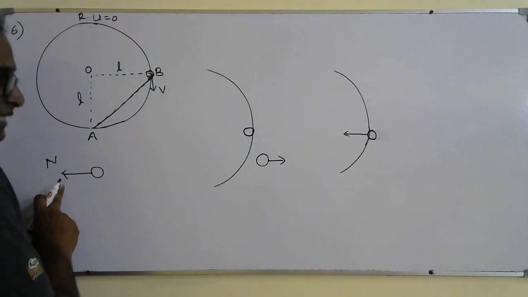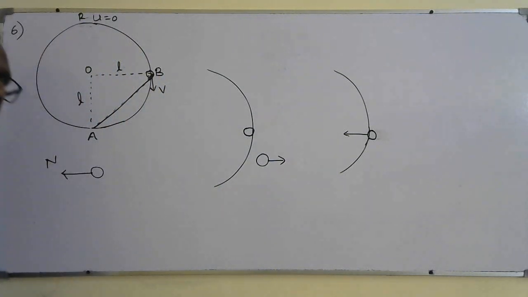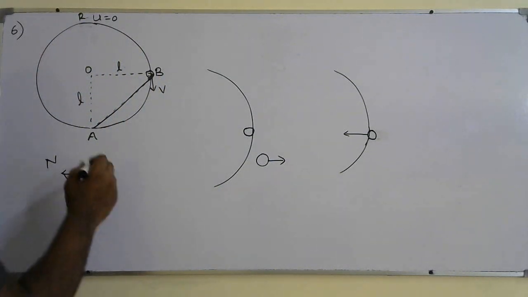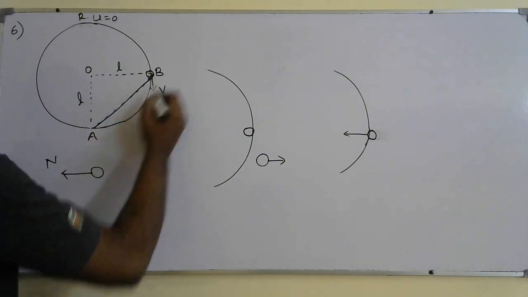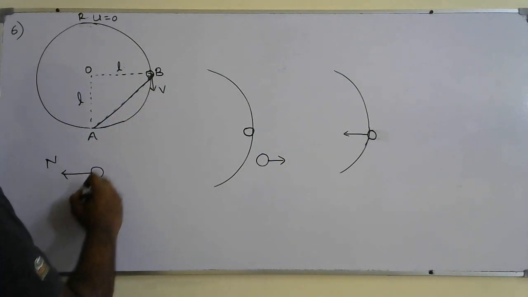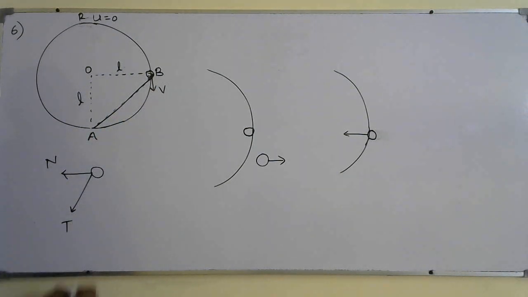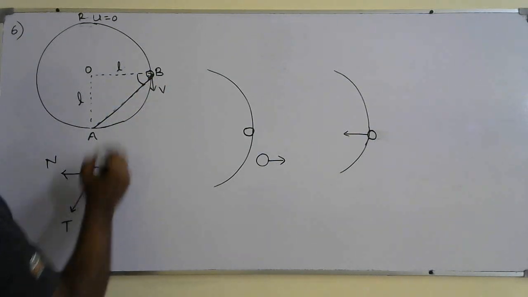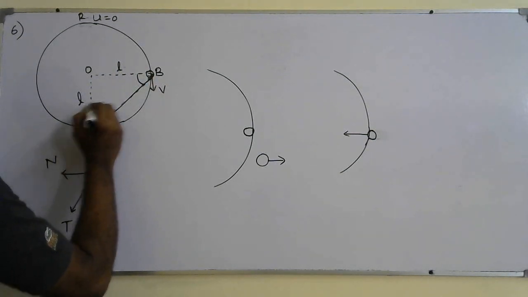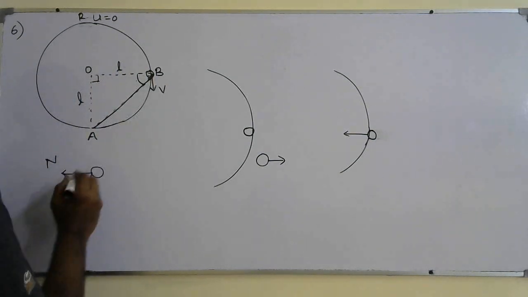But I took the normal reaction towards the left. So the tension exerted by the wire will act from here, in this direction. This is the tension. This angle we can find because this is L, same, this is same, so this is 90 degrees, which means these should be 45 degrees.